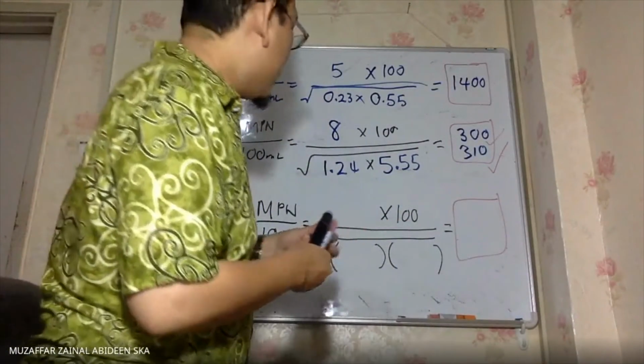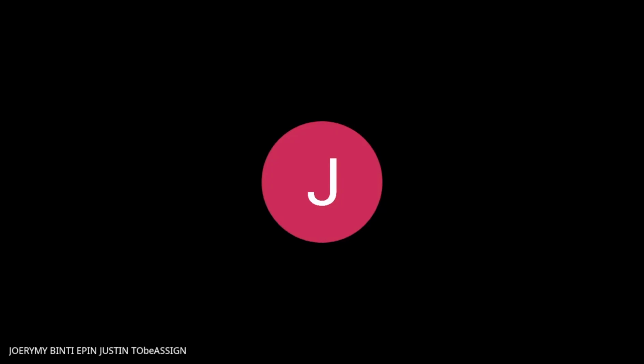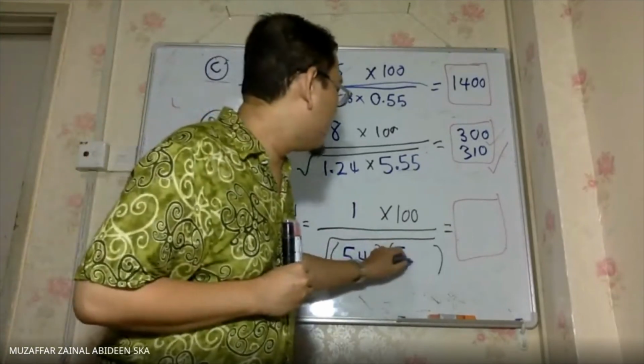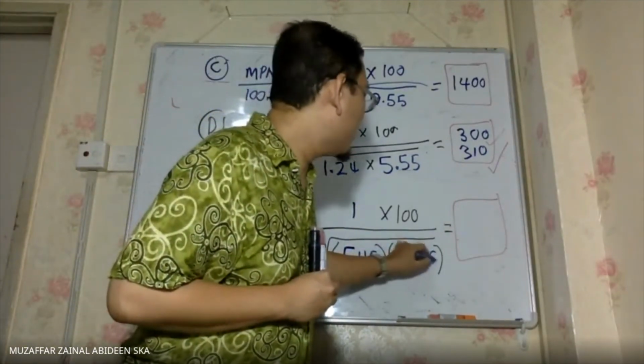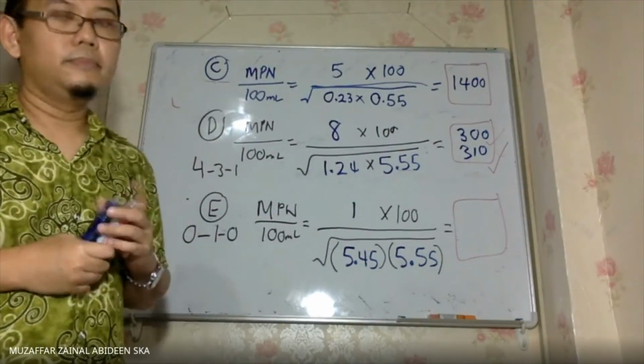So let's look at my whiteboard. There's only one positive tube, 5.45, and this one is 5.55. 18. 18, that is correct.